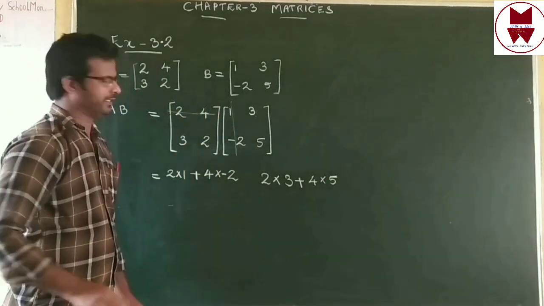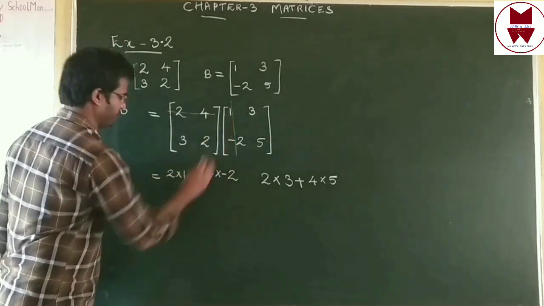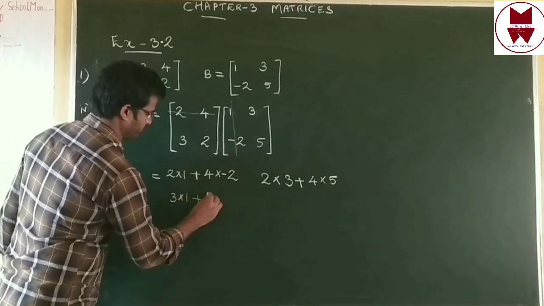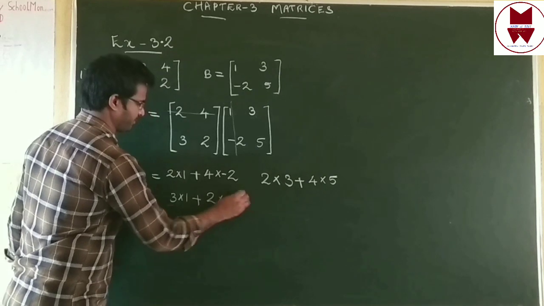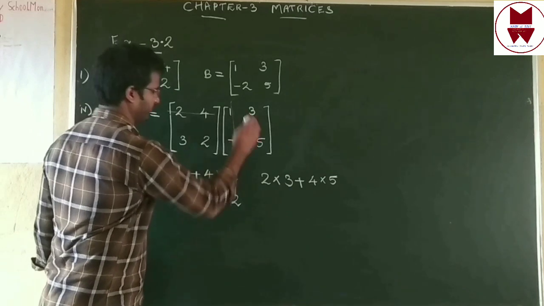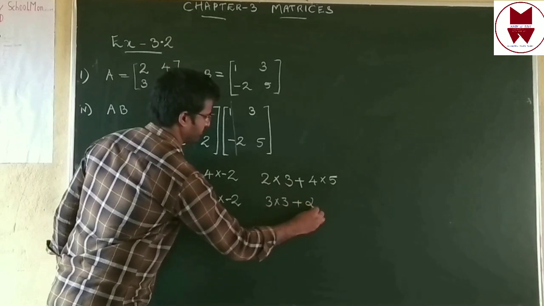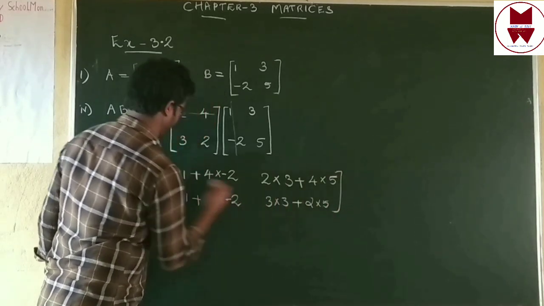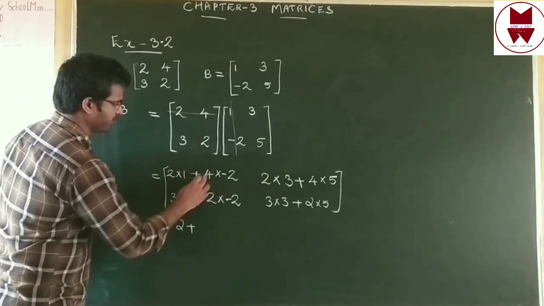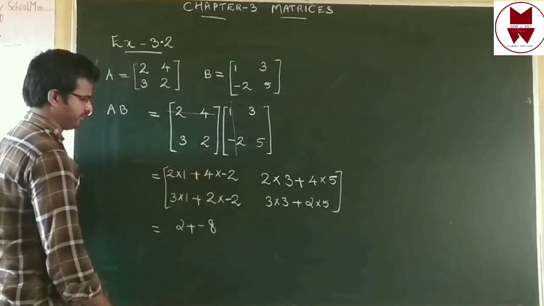Then take the second row, first column: 3 into 1 plus 2 into minus 2. Then second row, second column: 3 into 3 plus 2 into 5. Then 2 into 1, 2, plus 4 into minus 2 is minus 8.